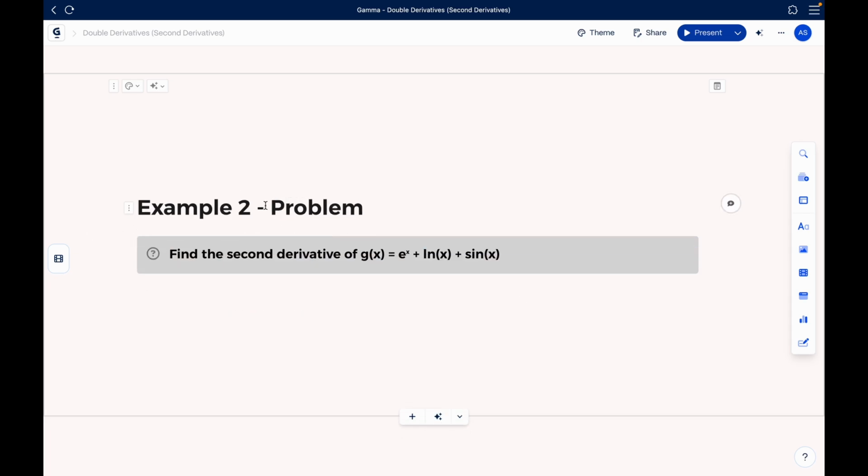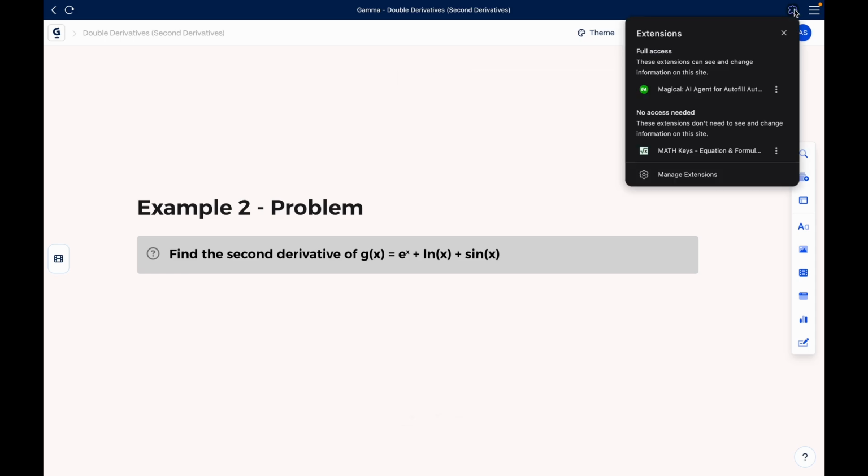Now our next example is to find the second derivative of g of x equal to e to the power of x plus ln x plus sine x. If you don't know the derivatives of e to the x and ln x, for e to the x, it's just e to the x, and for ln x, it's 1 by x. That was covered in my last video, where I also proved that in the general form of the logarithmic and exponential functions. So please make sure to check that out.